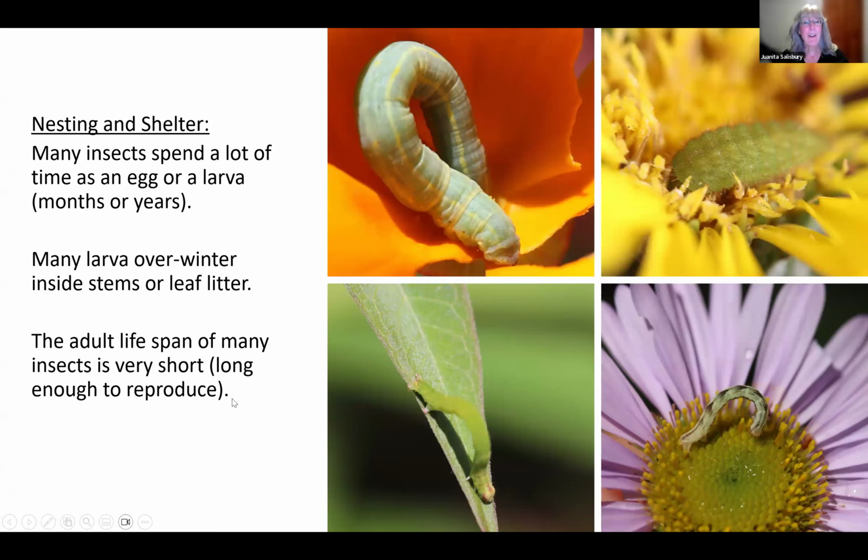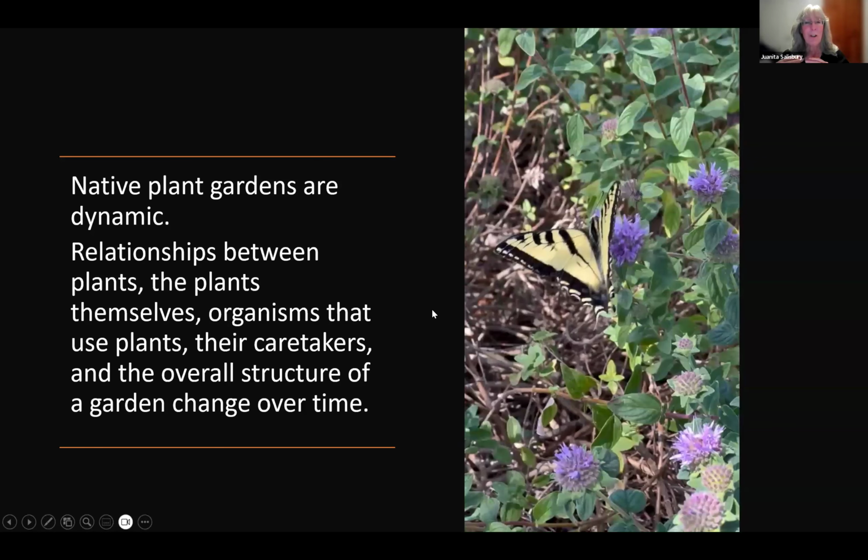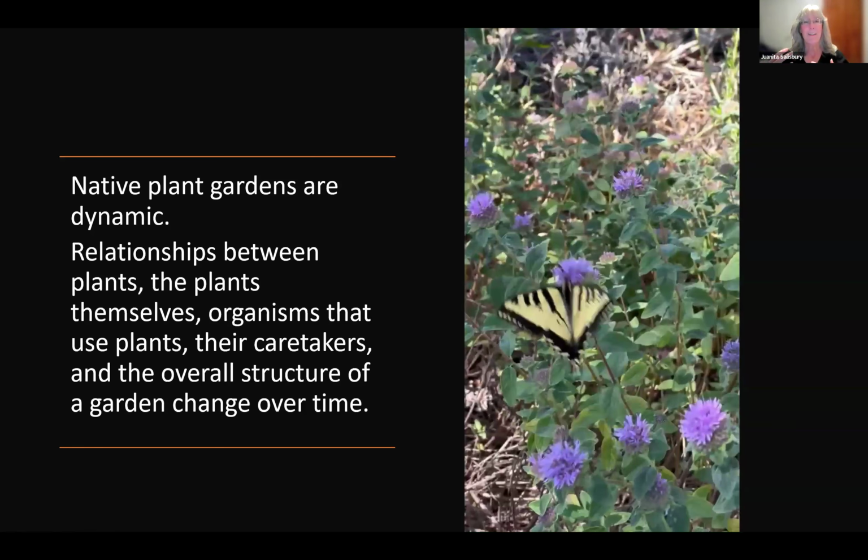And the adult lifespan of these insects, once they stop being caterpillars and larvae, some of them live only long enough to reproduce, a matter of days sometimes, or just a matter of a few short weeks. So consider the entire life cycle. And when you do, your garden becomes alive.